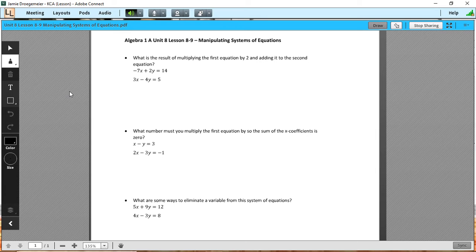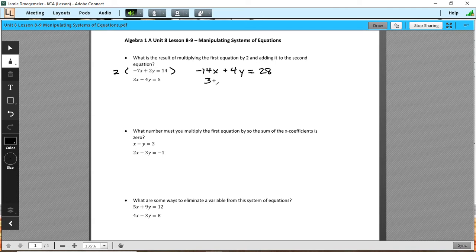The first question here says, what's the result of multiplying the first equation by 2 and then adding it to the second equation? And so really what they're asking here is, if I multiply everything in this first equation by 2, so really I'm multiplying both sides of that equation by 2, so I would distribute that 2 to every term here. 2 times negative 7x is negative 14x. 2 times 2y would be positive 4y. And then 2 times 14 would be 28.